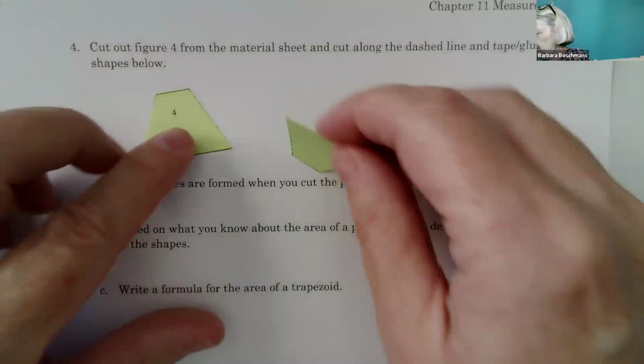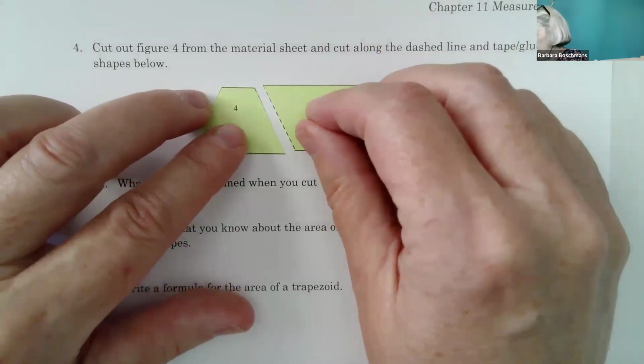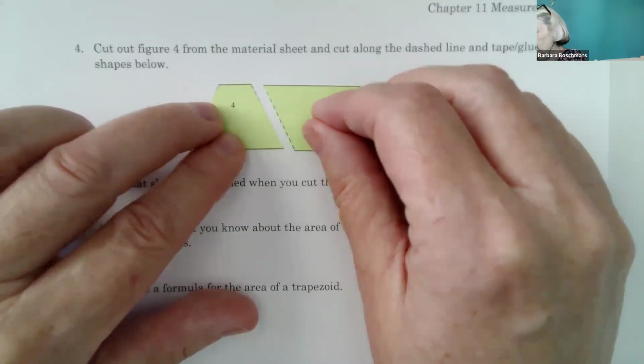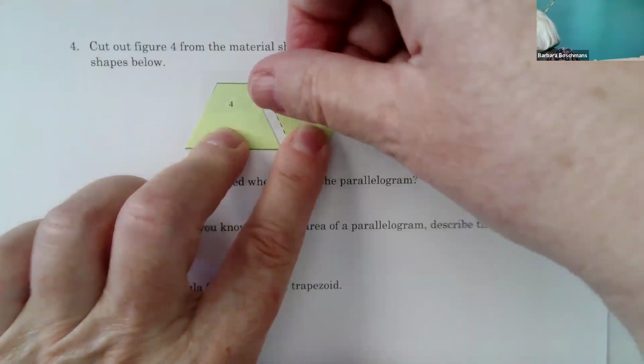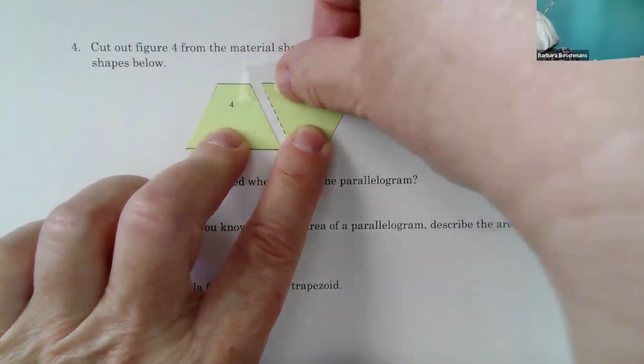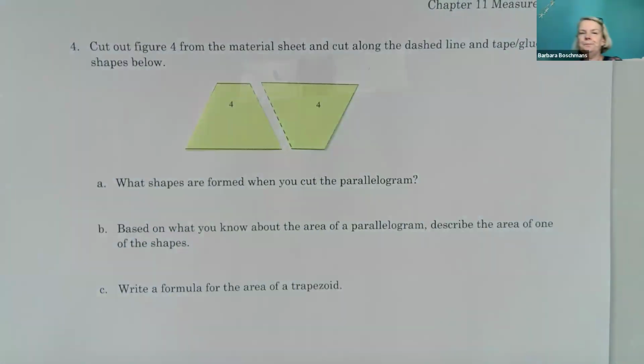For this one, I am not gonna put them back to the parallelogram almost. I'm gonna separate them a little bit. And that's because this is the first shape where we actually cut the base apart. Okay, so we got the two trapezoids, isosceles trapezoids.